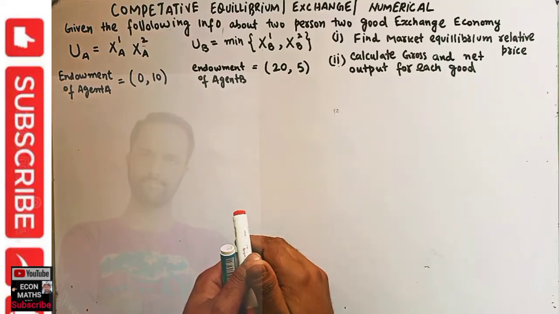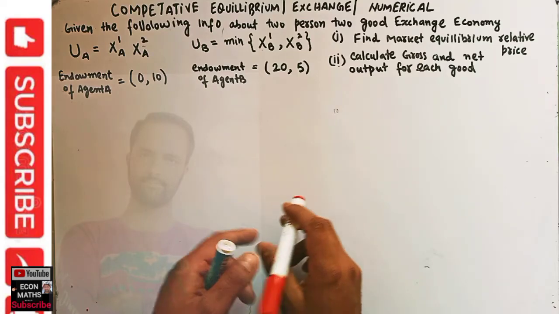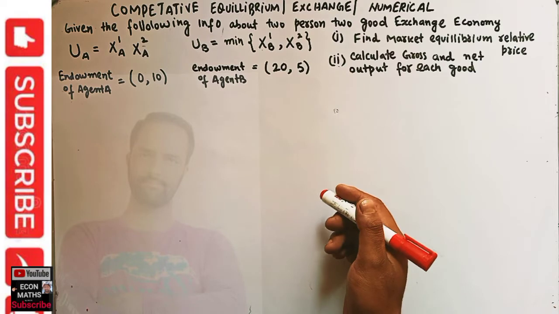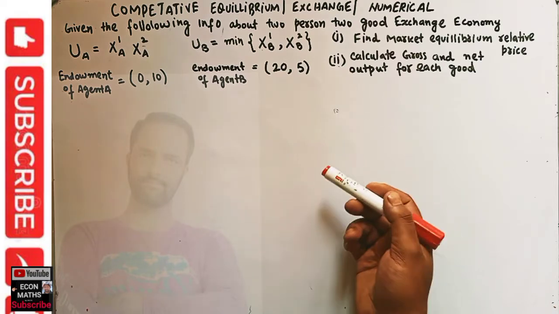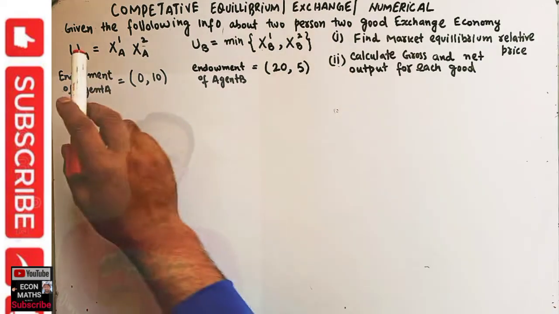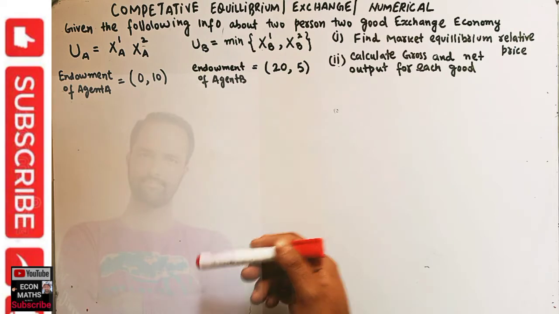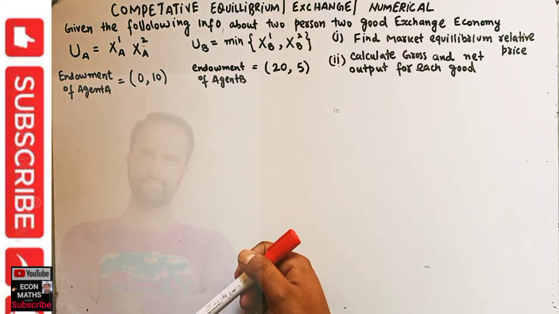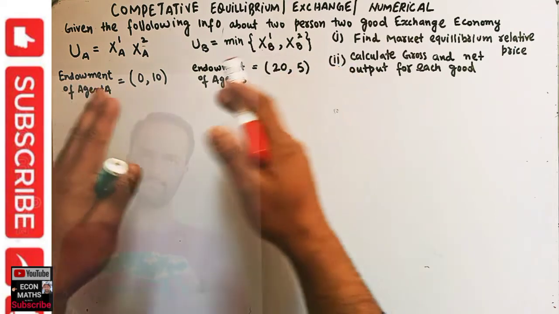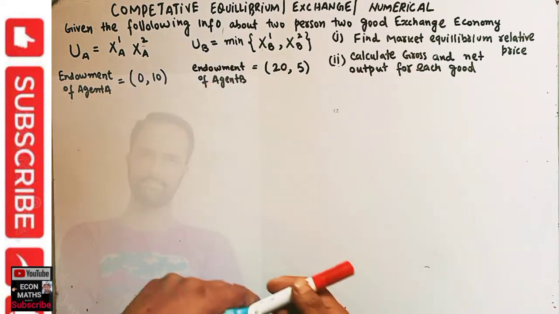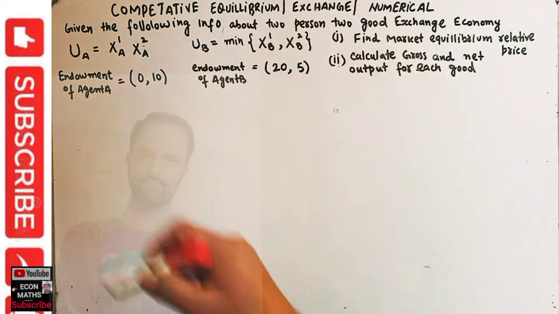In this video, we will solve a numerical problem on an exchange economy with a two-person, two-good model, where each person's utility function and the initial endowment of the two persons are given. I have just cut short this problem. It was very lengthy, so I tried to summarize it here.